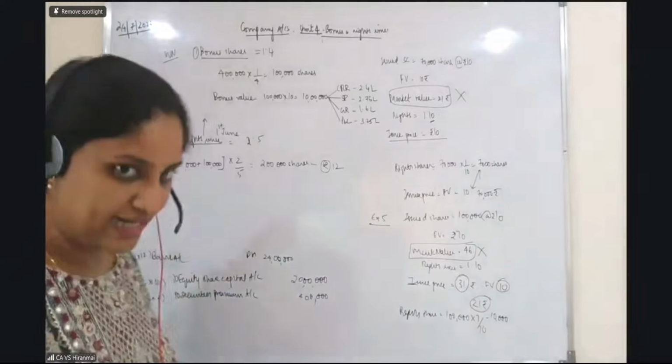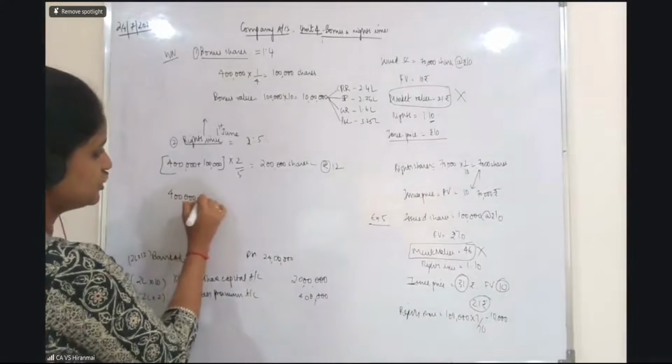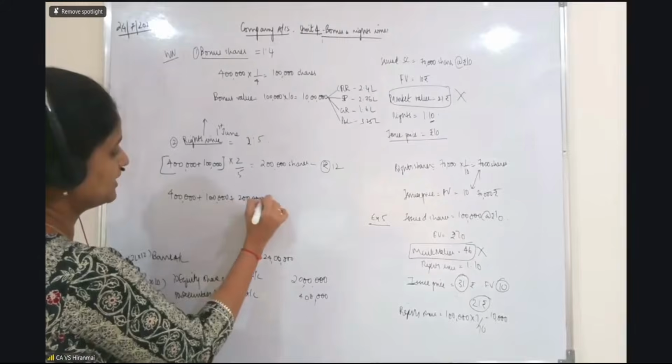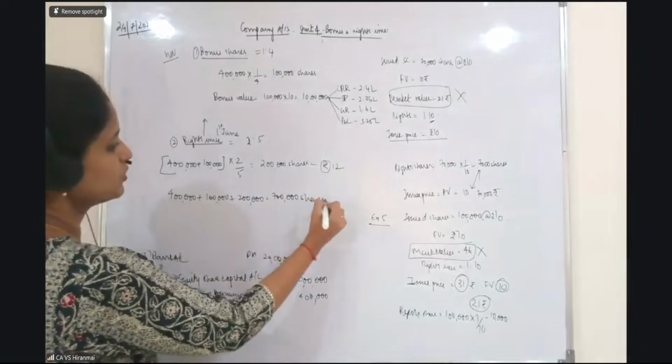Now, how will you show it in the balance sheet? See, in the balance sheet it will be 4 lakhs issued plus 1 lakh bonus plus 2 lakhs now. So the total value will be 7 lakh shares. That is the total issued.